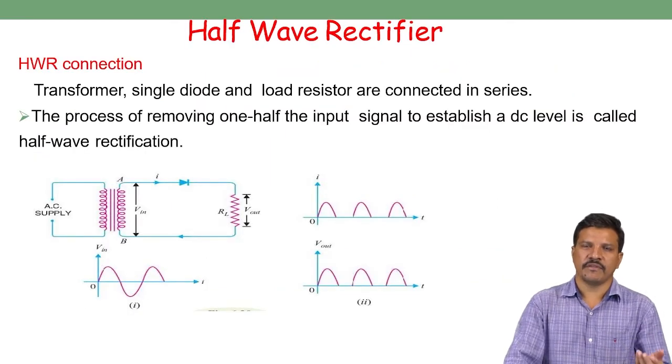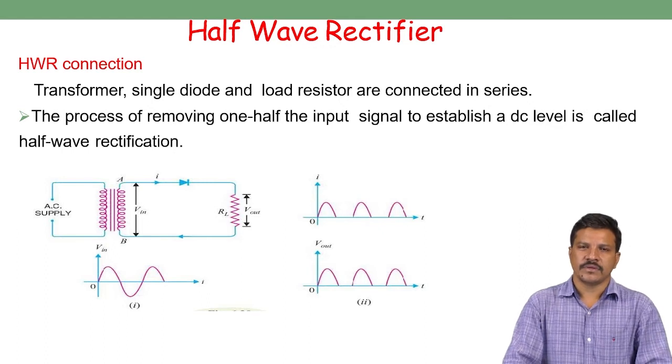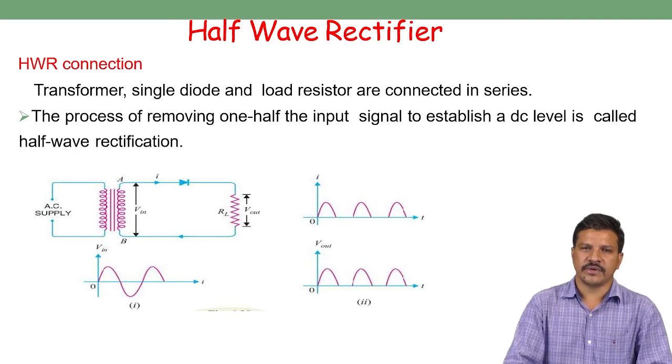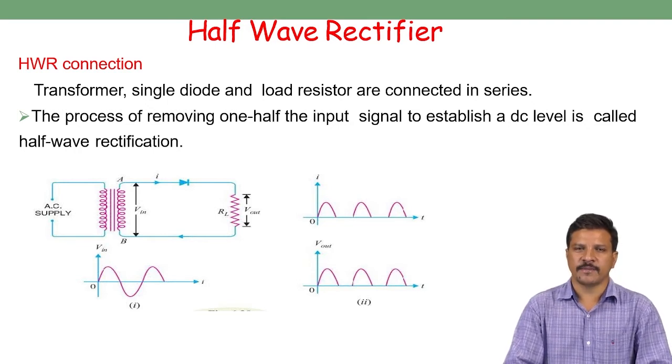Coming to half-wave rectifier. In order to convert the signal coming from AC power supply to DC power supply, immediately after this step down transformer, the next block is the rectifier. Now we will see how this rectifier circuit converts AC to pulsating DC.